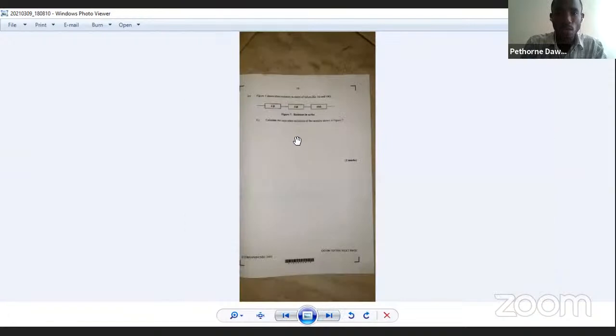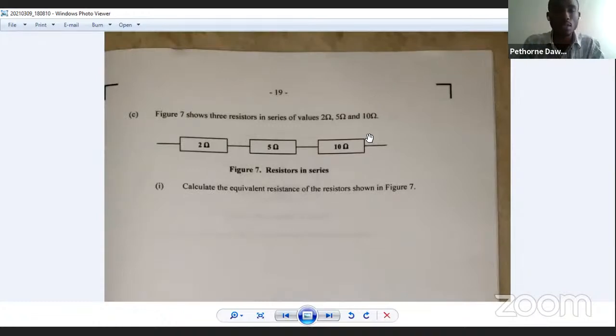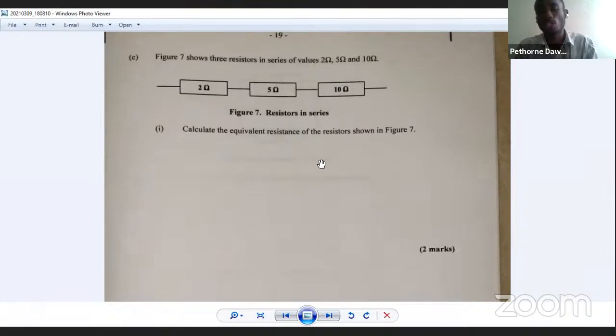All right. Moving on. Circuits. Again, we're dealing with resistors. Now, 3 resistors in series. Very important to know how they're connected. It is either in series or in parallel. This is now in series. The values: 2 ohms, that's the symbol there, 5 ohms, 10 ohms. Calculate the equivalent resistance of the resistors shown.